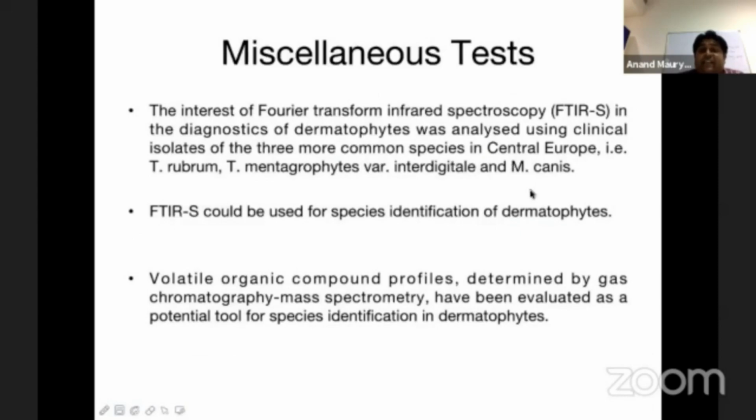Now some miscellaneous tests, like Fourier transform infrared spectroscopy, FTIRS. It also helps in the diagnosis of dermatophytes using clinical isolates, generally used in Central Europe, and this also helps in species identification. Volatile organic compound profiling, gas chromatography, and mass spectrometry are also potential tools for species identification in dermatophytes. Some limitations are also there.